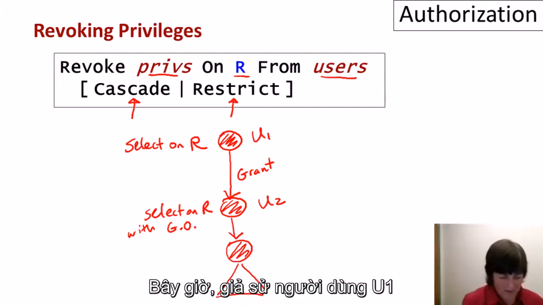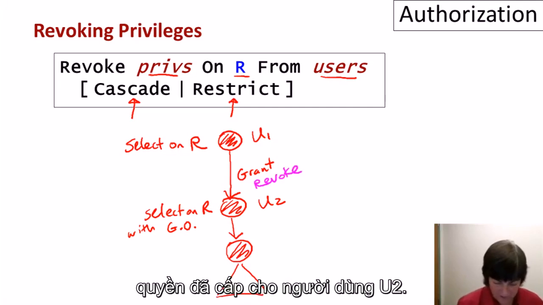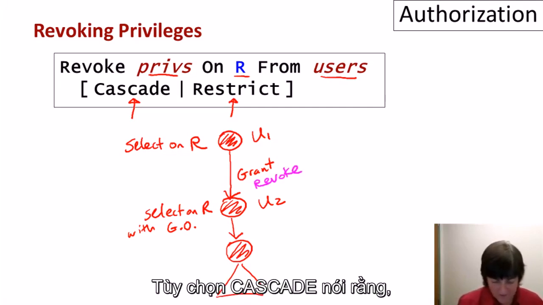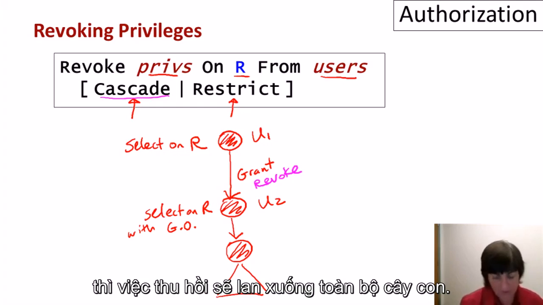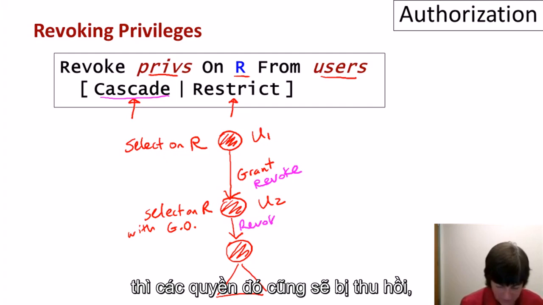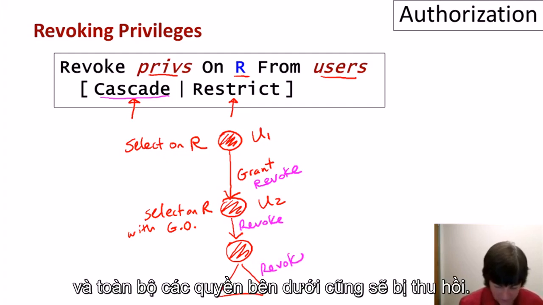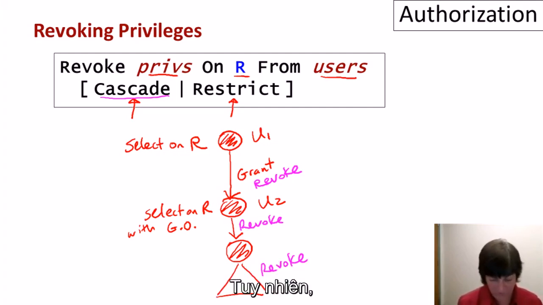Now let's suppose that user U1 decides to revoke the privilege that was granted to user U2. So what cascade says is that if there's a revocation of that form, then it will cascade down the tree. So if U2 further granted privileges, then those would be revoked, and so would any privileges down below. So this entire subtree is effectively removed, all of those privileges.